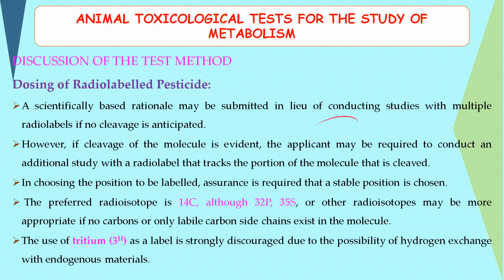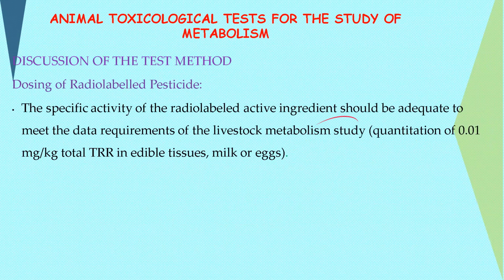Then, because one should know the chemical structure of a substance very properly, the preferred radioisotopes are carbon-14, then phosphorus-32 and sulfur-35 may be more appropriate, and carbon especially, since most compounds contain carbon. The tritium (3H) label is strongly discouraged due to the possibility of hydrogen exchange with endogenous material. That's why, although tritium binds very properly with most biological material, it is discouraged because of the possibility of hydrogen exchange with endogenous material. That's why it is discouraged.